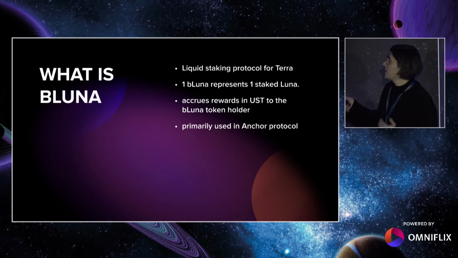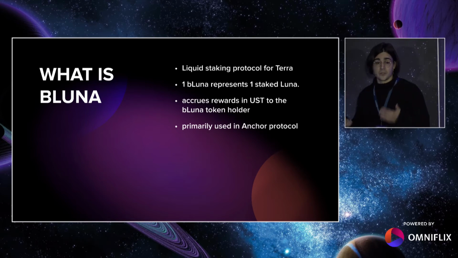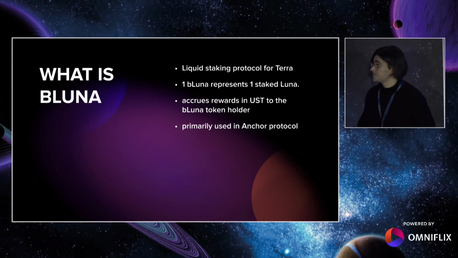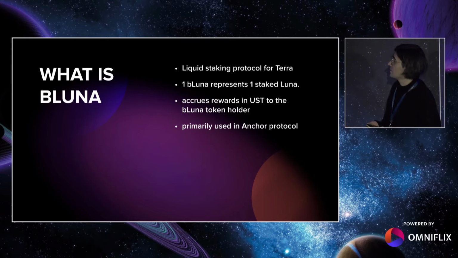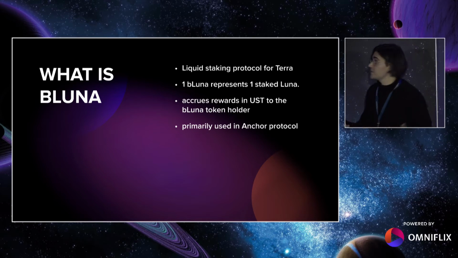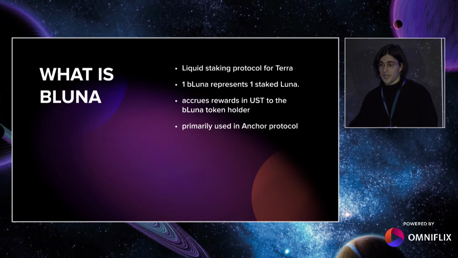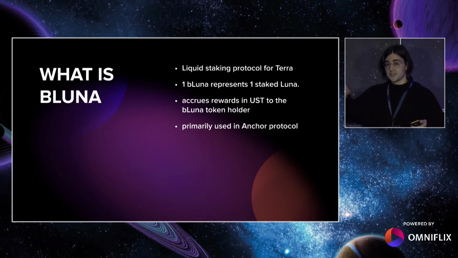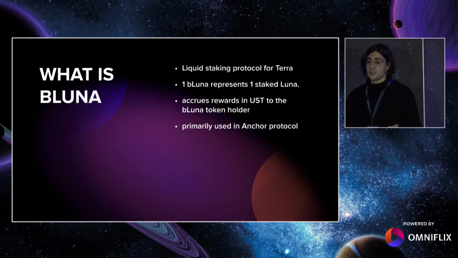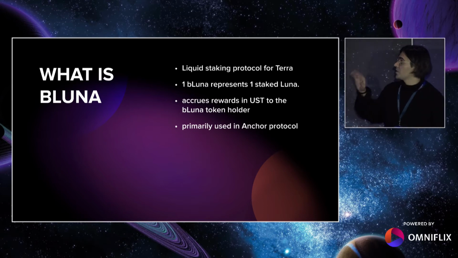BLUNA is basically a liquid staking solution that is already working for the TERRA blockchain. It has several features that I would like to talk about today. First of all, one BLUNA tries to represent one staked Luna. In case of a slashing, there are pegging fees that apply to all bonds and unbonds that try to drive the exchange rate back to 1.0. So in most cases, when you look at the charts, one BLUNA represents one staked Luna.